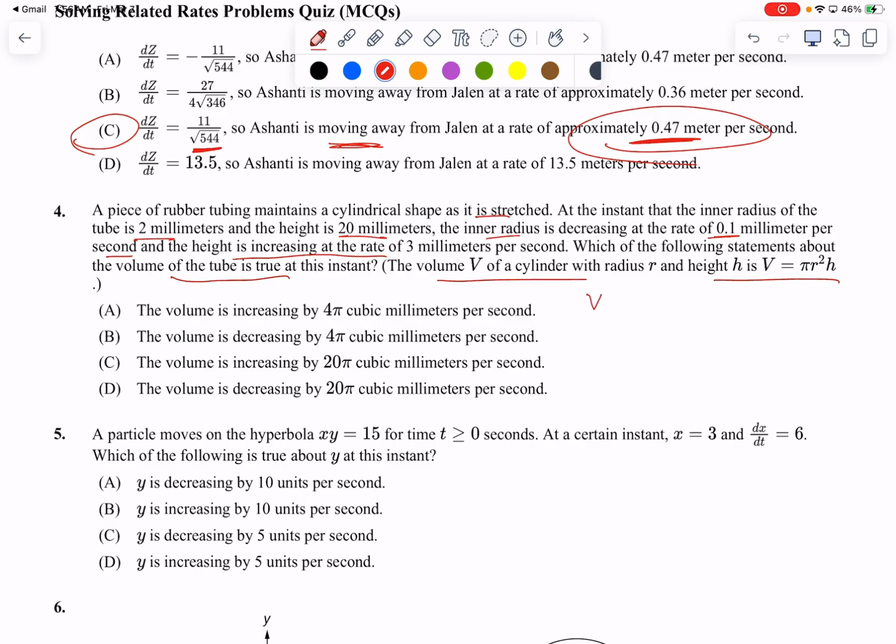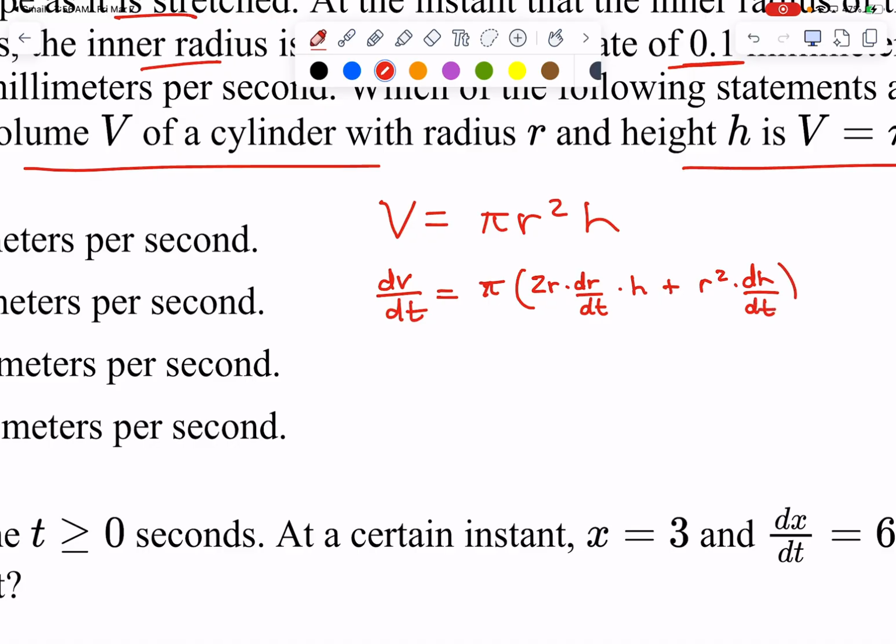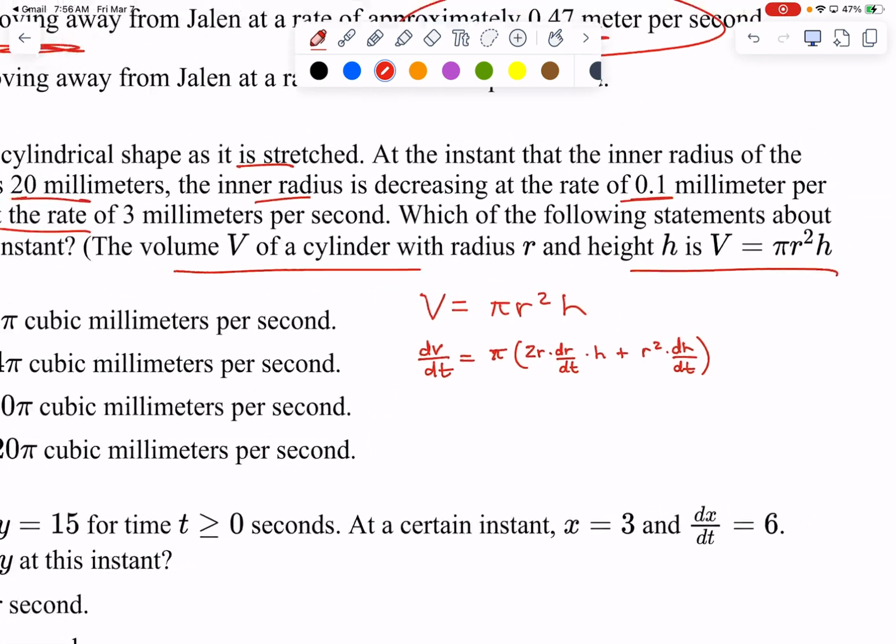So you've got volume is equal to pi r squared times h. So let's do the derivative of it. So it'd be dV/dt. What would you do with the pi? Leave it out front. And then we're just going to have the derivative of r squared is 2r times dr/dt times h plus r squared times dh/dt. And I believe they give you everything, don't they?